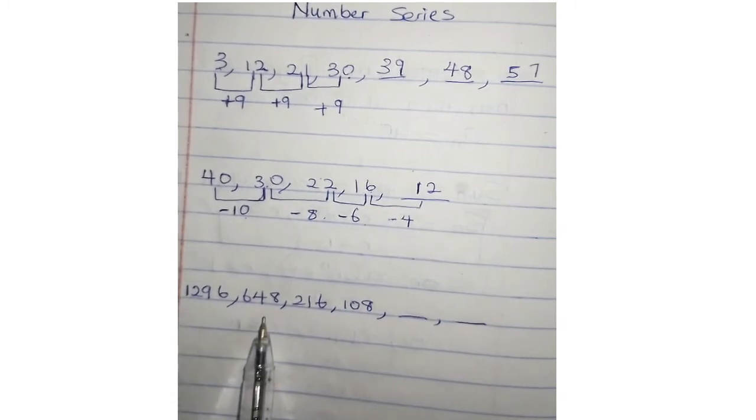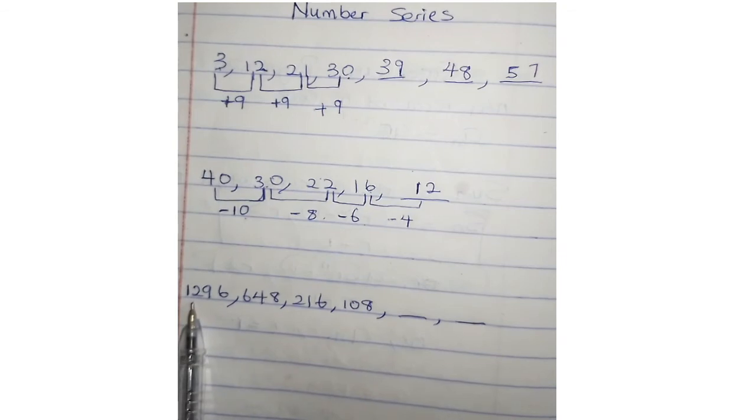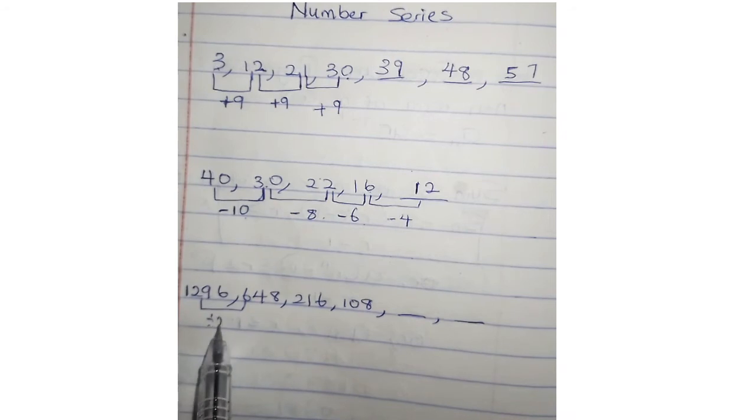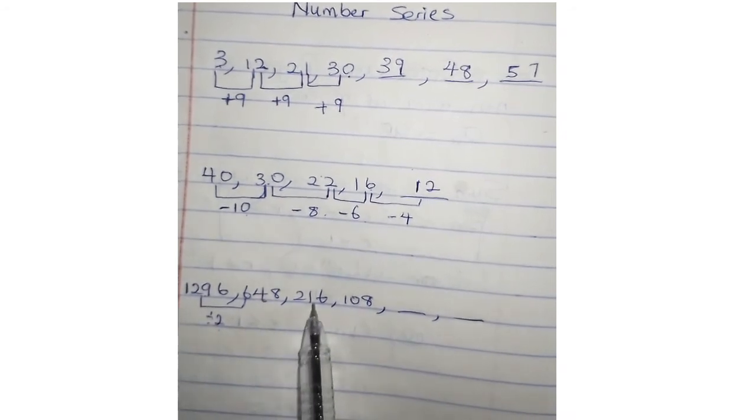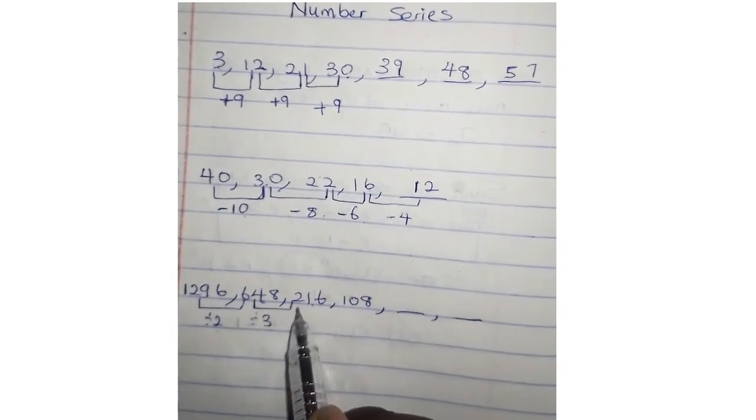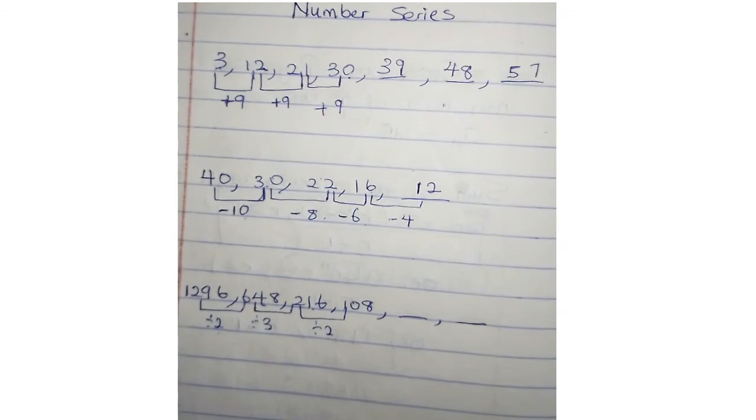Between 1296 and 648, something is happening for the number to decrease. What's happening is that it's being divided by 2. Then for you to get to the next number, you're going to divide by 3. And to get to the next one, you divide by 2. That means the first will be divided by 2, the second by 3, the next by 2, the other by 3. So that goes on.